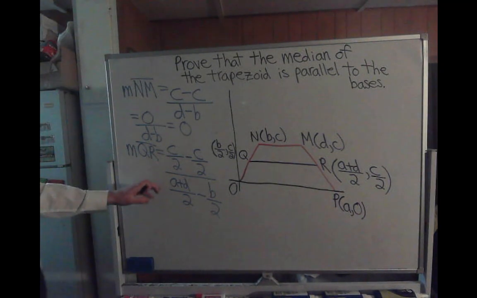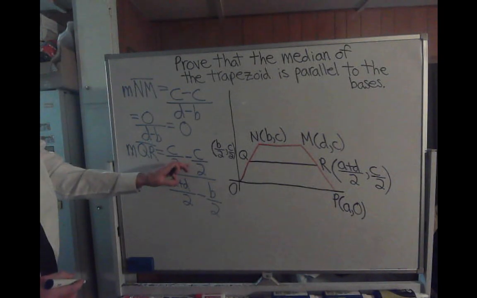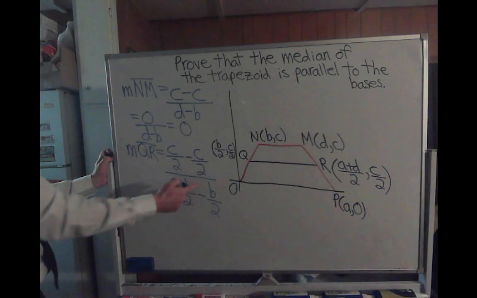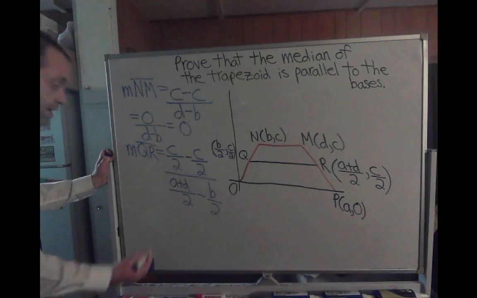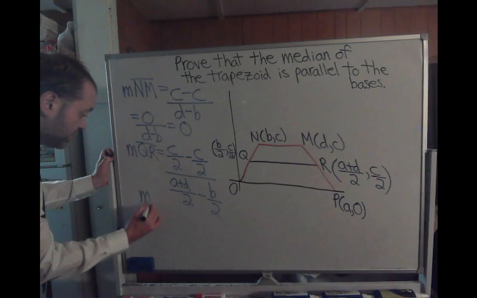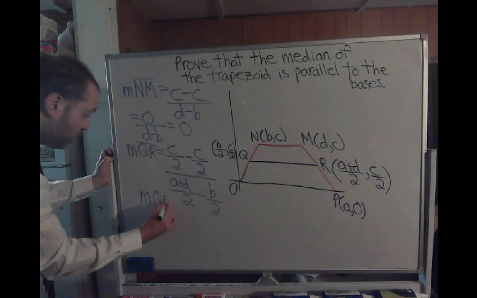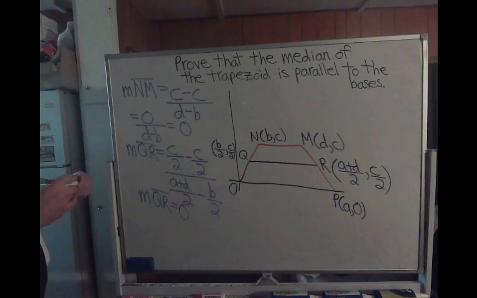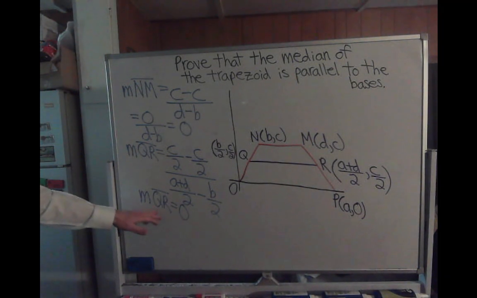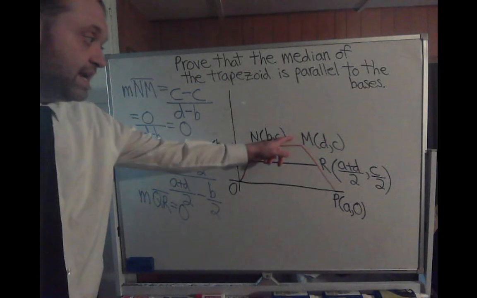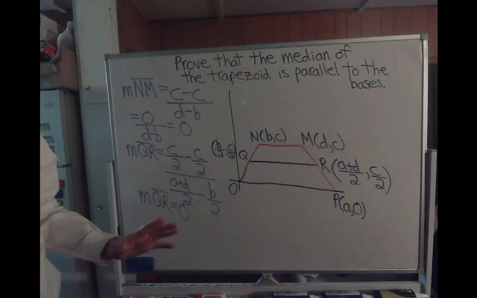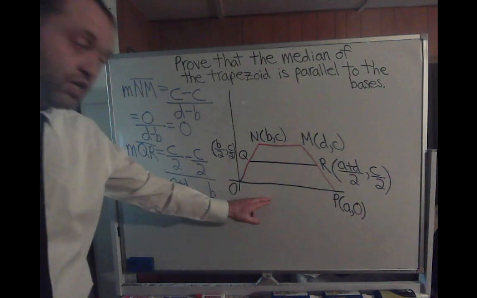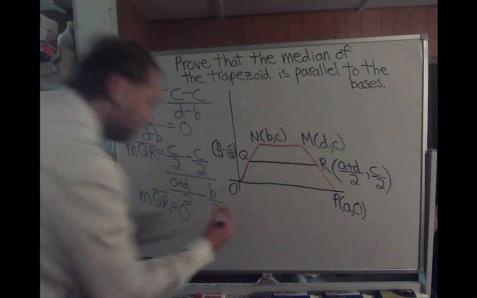Well, C over 2 minus C over 2 is just 0, and it doesn't matter what these are in the denominator. The slope of QR would in turn also equal 0. So now we have proven that at least NM and QR are parallel to each other, but is it parallel to OP? Let's prove that it's parallel to OP.